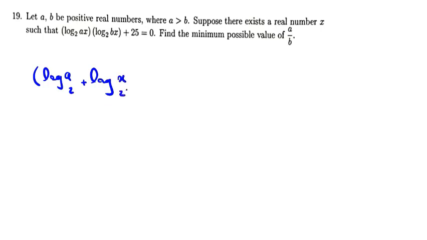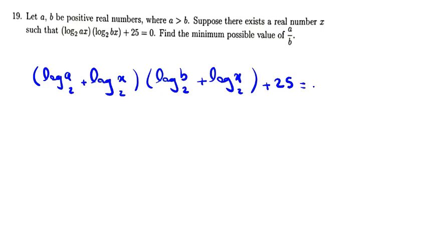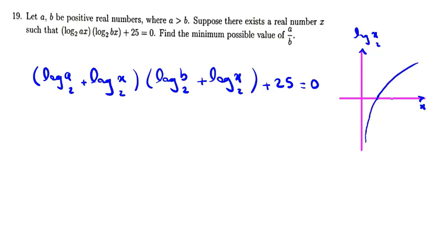So here it will be log x base 2 times log b base 2 plus log x in base 2 plus 25 equals 0. It says there exists x. If we draw log, let me do this. Okay, if I want to show log, for example, x in base 2, for x equal 1 it will be 0 and it will be something like this. If I want to draw it, it will be this. So it can be any real numbers from negative infinity to positive infinity. So you say, okay, I consider this is y, so it means that there exists y here. So it will be what?